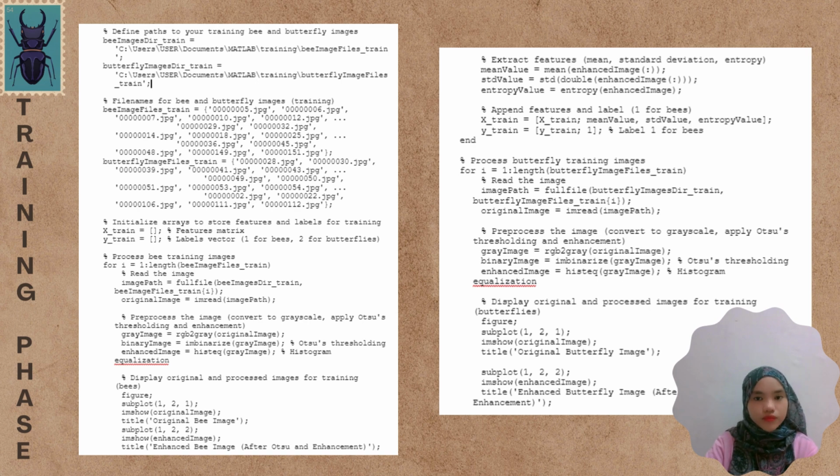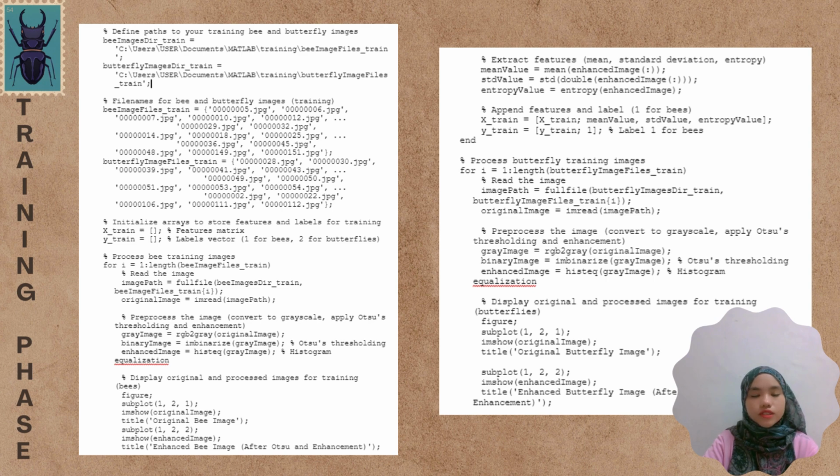Here we use the for loop to process the images as long as the images are still there, and then it will stop. Firstly, for the process of training, we read the image path, and then we pre-process the image where we convert to grayscale and apply the Otsu thresholding and enhancement here. So we use the gray image and then convert to binary image. And then we also apply the enhanced image. We use histogram equalization like in this way.